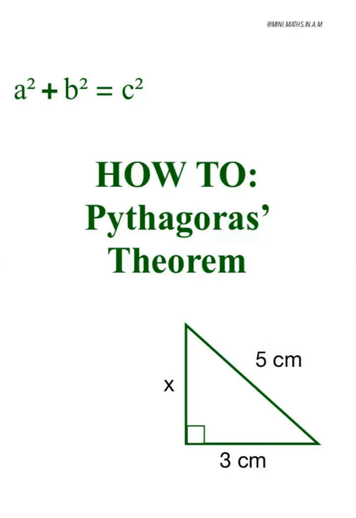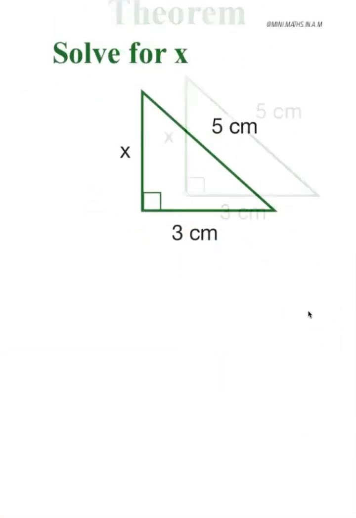Okay, this is a how-to video on Pythagoras Theorem. Now we notice here for this first question, we have solve for x. We're given this side is 5, we're given this side is 3, and this side is x. And x is the side we're trying to find.